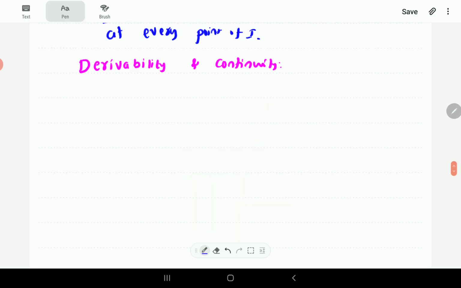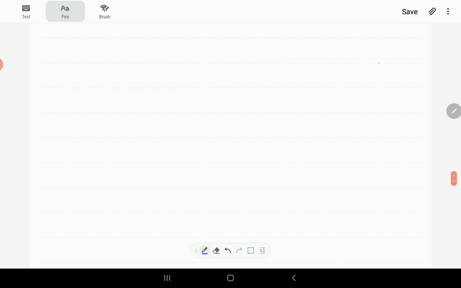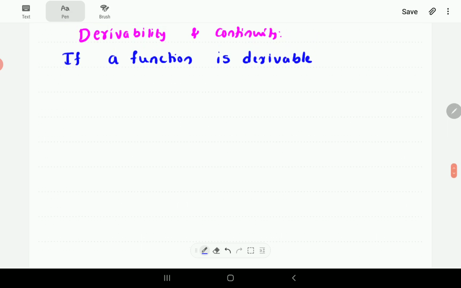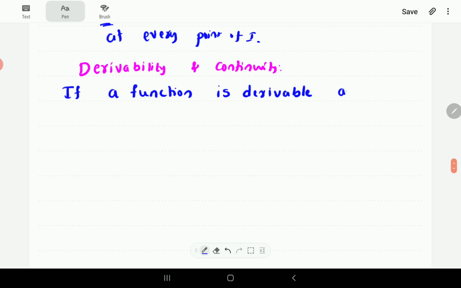What it says is, if a function is derivable at a point, then it is continuous at that point.